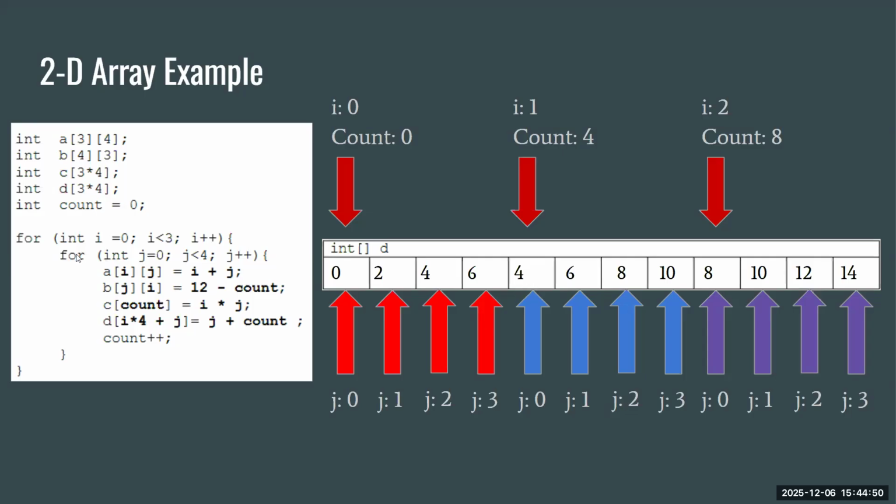And then we move on to the next iteration of the inner loop when j equals 1. So we have i equals 1, so 1 times 4 plus 1 is 5. So 0, 1, 2, 3, 4, 5. And then we're setting that equal to 1 plus count. And since count got incremented in the last iteration, it's going to equal 5 now. So 1 plus 5 is 6. Does that pattern make sense?